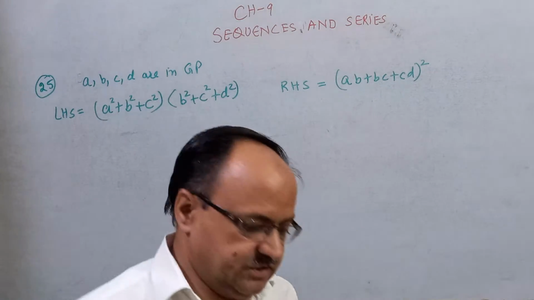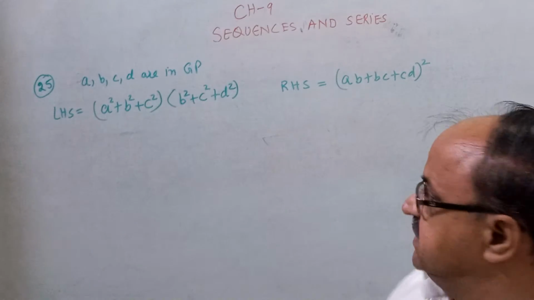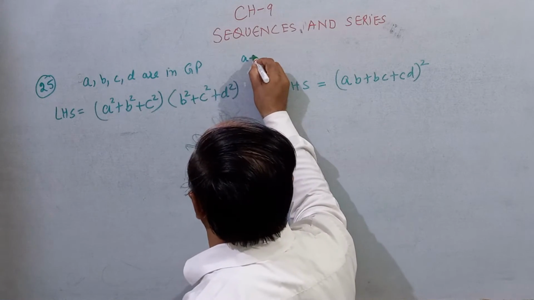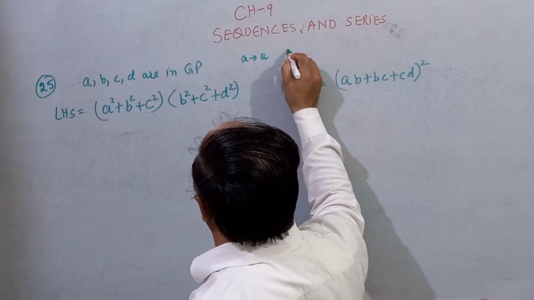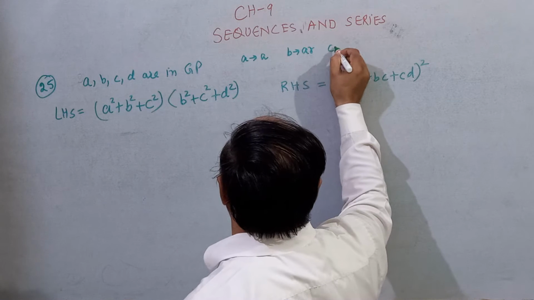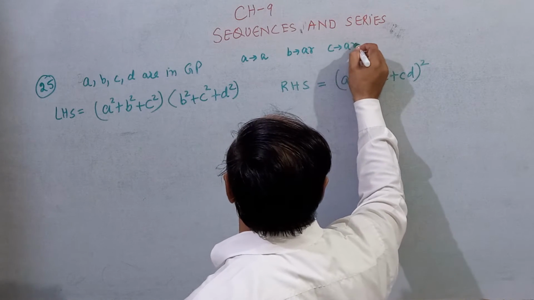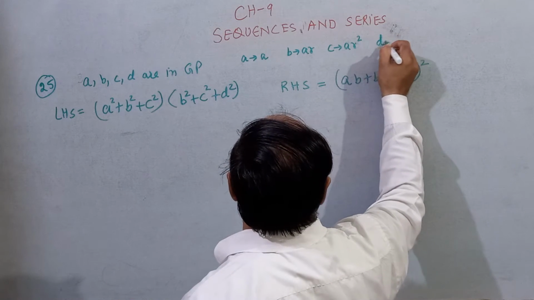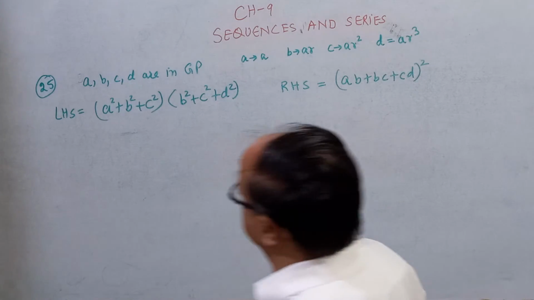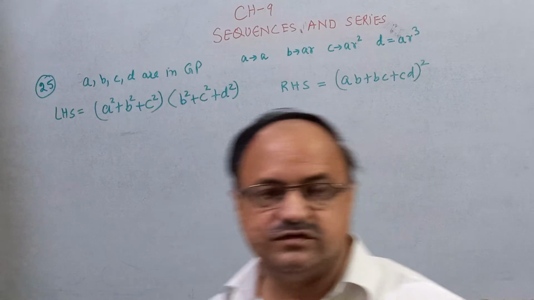A, B, C, D are in GP. If A, B, C, D are in GP, it means A is the first term, B is the second term, C is the third term, and D is the fourth term. With the help of this, you can prove.